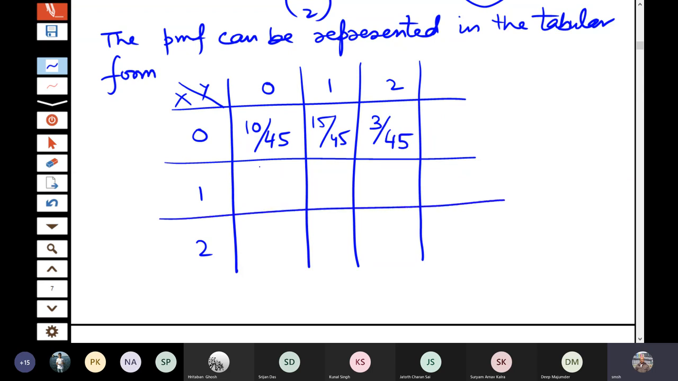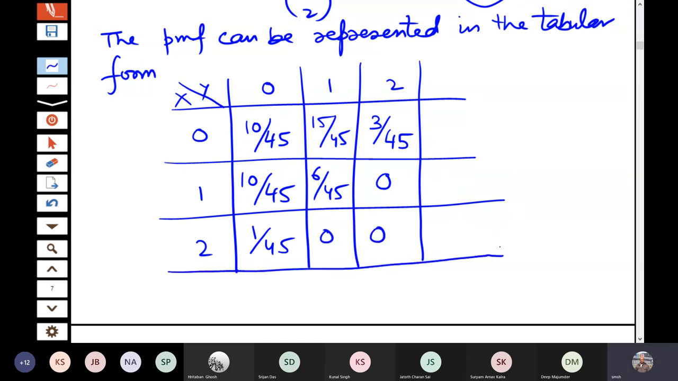Then (1,0) will become 2C1 and then 5C1, so that is 10 by 45. Then (1,1) will become 2C1 times 3C1, so that is 6 by 45. (1,2) will become 0 because in total we are selecting only 2, so we cannot have (1,2). Then (2,0) will of course be 2C2, that is 1, so 1 by 45. And then (2,1) and (2,2) are not possible. So this is the joint probability distribution of XY.